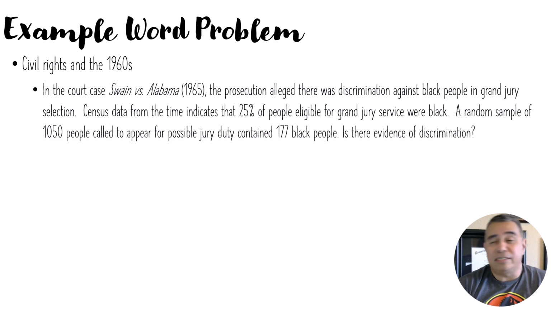Civil rights in the 1960s, court case Swain versus Alabama in 1965. The prosecution alleged there was discrimination against black people in grand jury selection. Census data from the time indicates that 25% of people eligible for grand jury service were black. A random sample of 1,050 people called to appear for possible jury duty contained 177 black people. Is there evidence of discrimination, especially in the legal process?